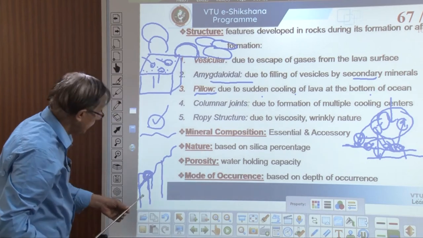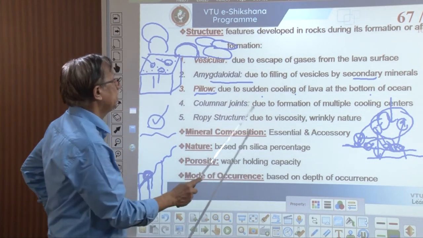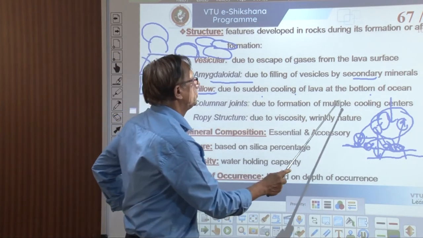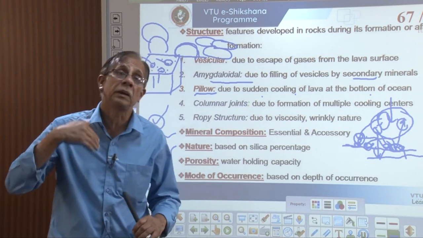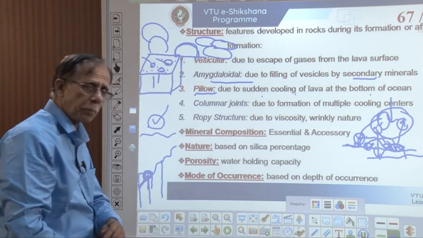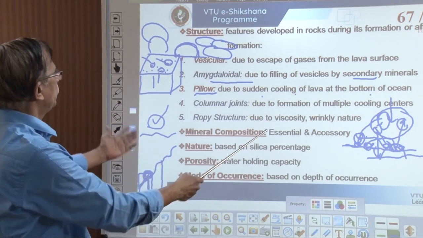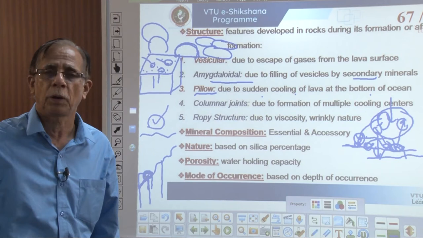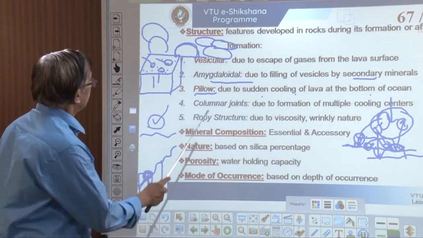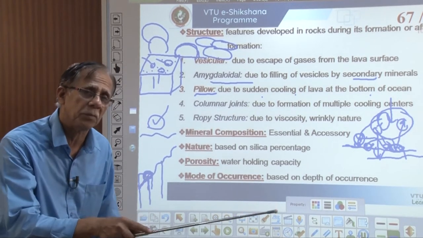So, if lava reaches the ocean bottom at a moderate to shallow depth, because of sudden cooling of this lava which reacts with the sodium rich water, they develop pillows. What is the message for me? Yes, wonderful, whether it's a pillow structure or some other structure, in what way am I benefited? Yes, friends, this tells us where this is formed.